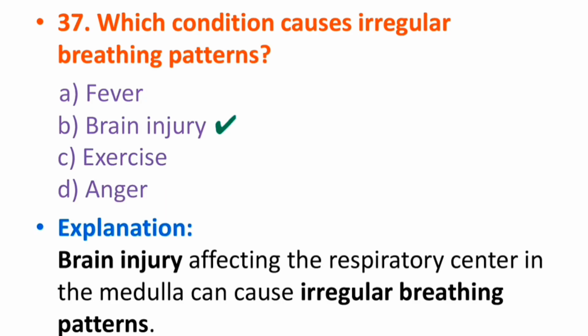Which condition causes irregular breathing patterns? Option A fever, option B brain injury, option C exercise, option D anger. The correct answer is option B brain injury. Brain injury affecting the respiratory center in the medulla can cause irregular breathing patterns.